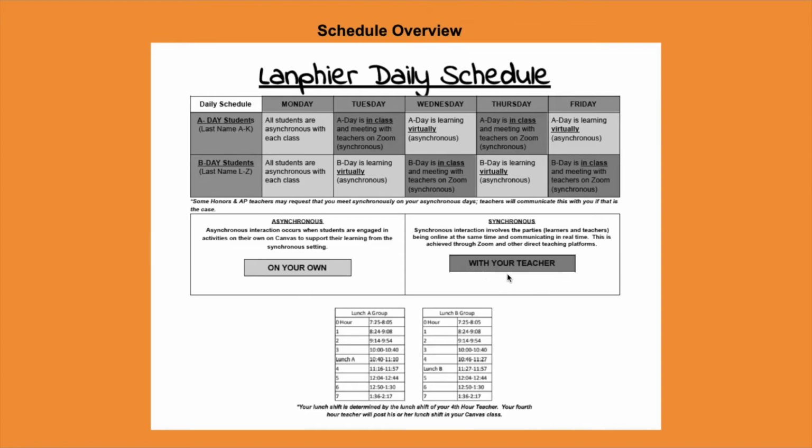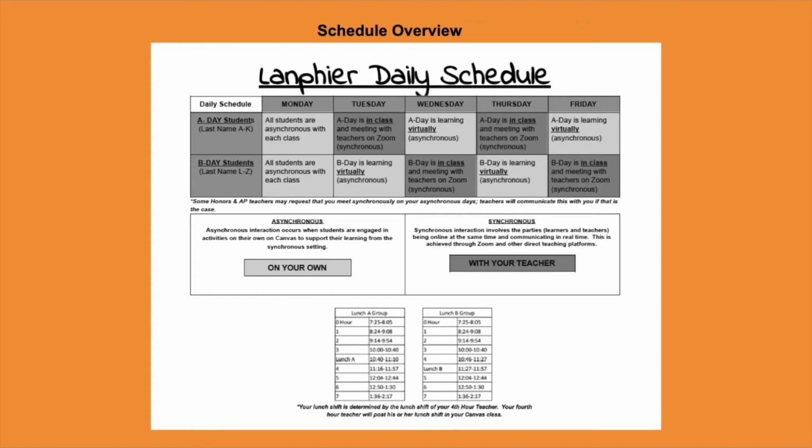And synchronous days is with your teacher or live Zoom lessons, okay? I'm going to use live and independent for those words. If I am a student and my last name ends with A through K, I am considered an A-day student. If my last name ends with L through Z, I'm a B-day student.